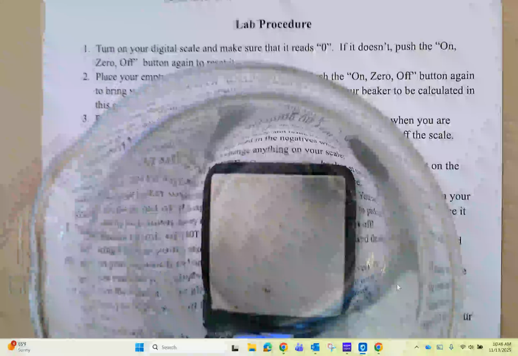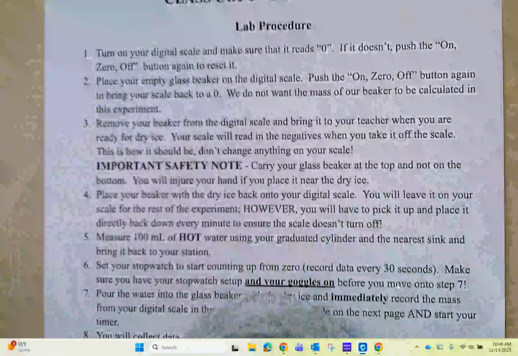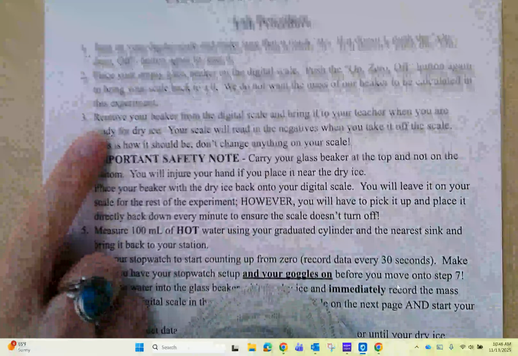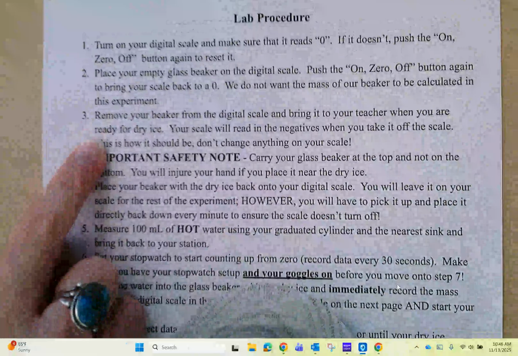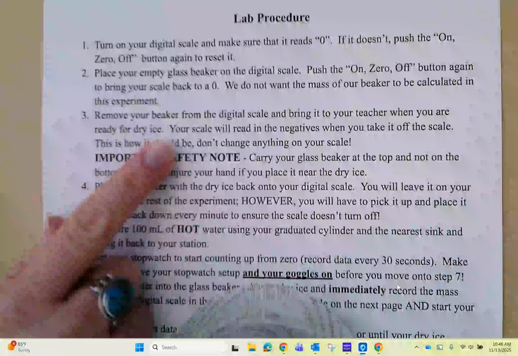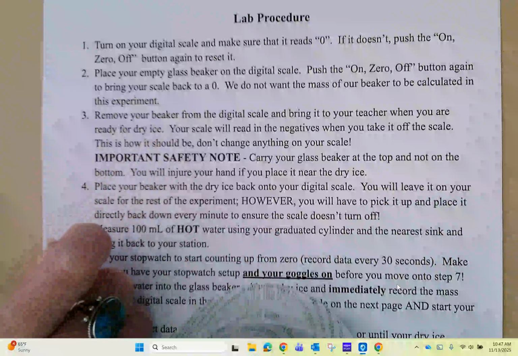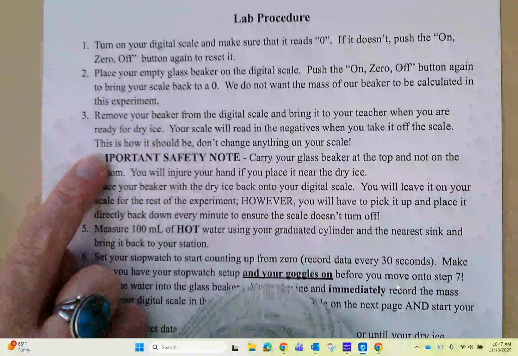Okay, that is actually the next step that you see here. Let me move this down a little bit. You are going to remove that beaker from your scale and bring it up to your teacher when you are ready for your dry ice. Again, remember your scale is going to go into the negatives when you take that beaker off the scale, and that is totally fine. Please don't change anything. It should stay in the negatives until you put the beaker back on.